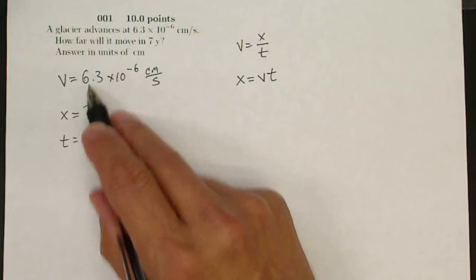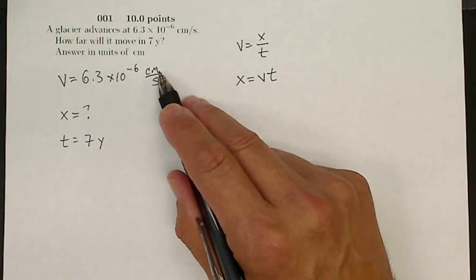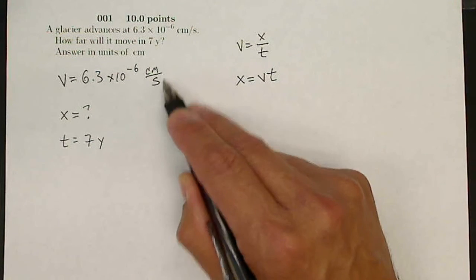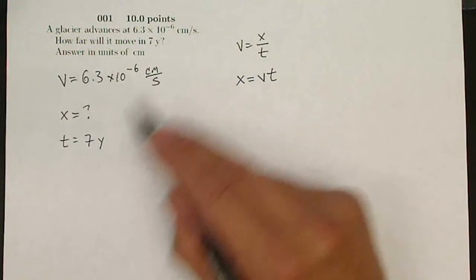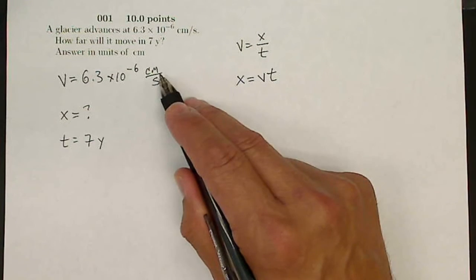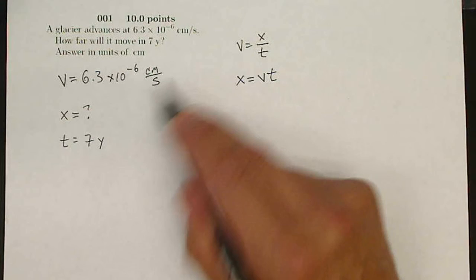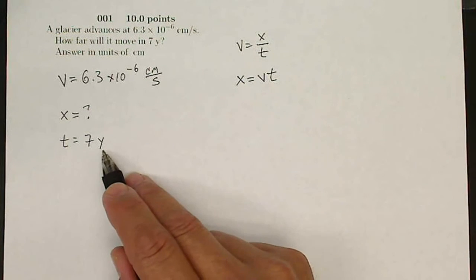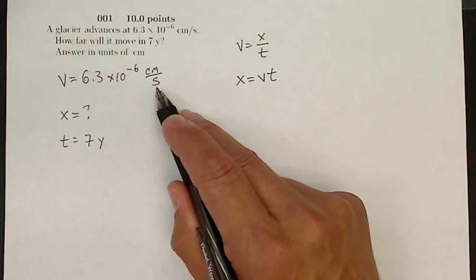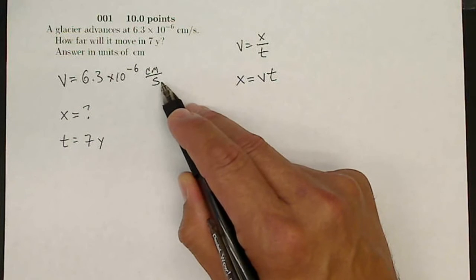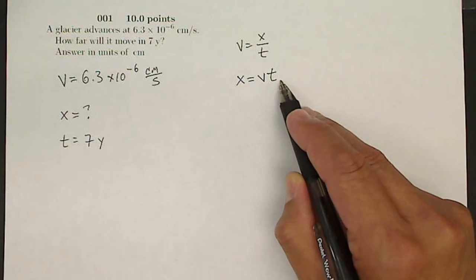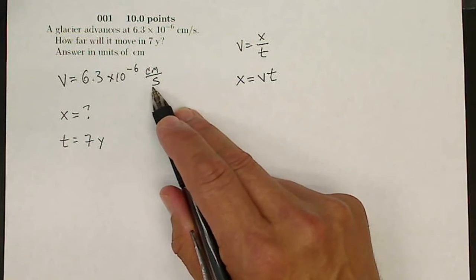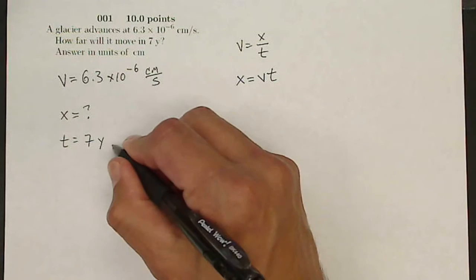If I plugged in this speed and this time, I would wind up messing up my units because this is centimeters per second and this is years. So I have to make the units consistent in order for seconds and years to cancel out. So what I'm going to do is convert 7 years into seconds, because then I can plug in centimeters per second, multiply it by time, and seconds will cancel out. So I have to do a conversion on 7 years.